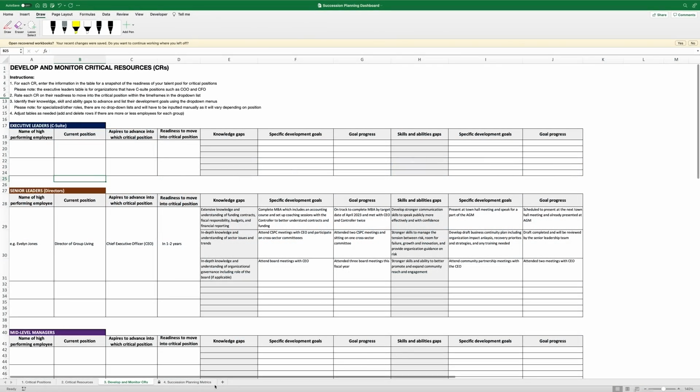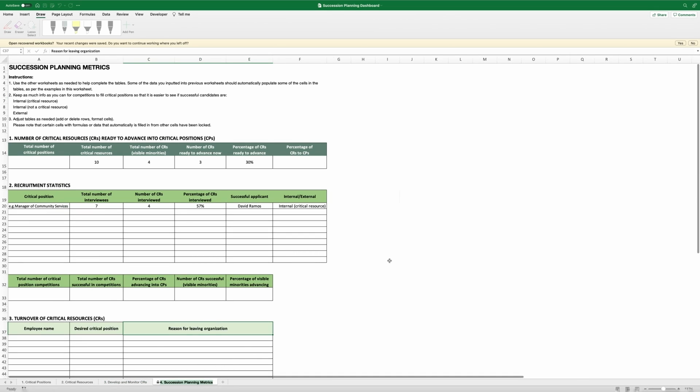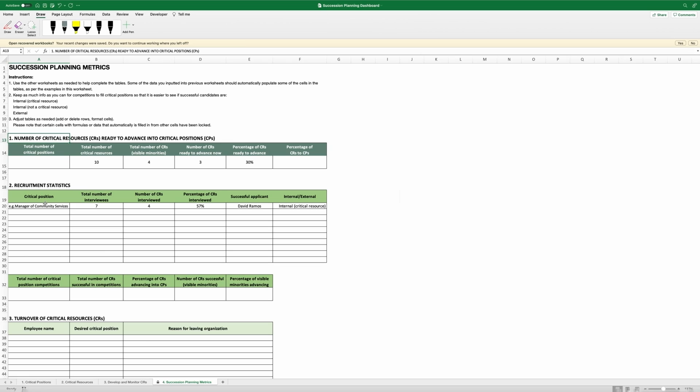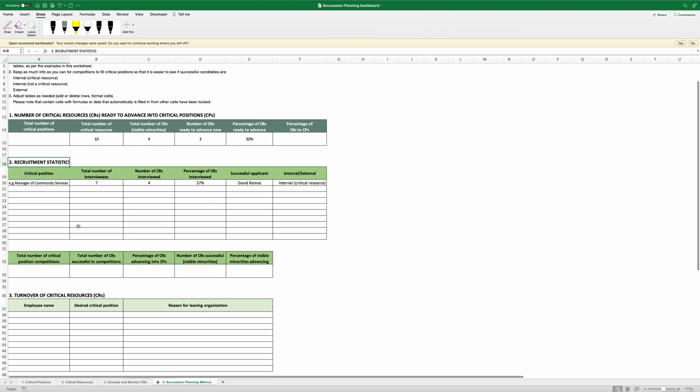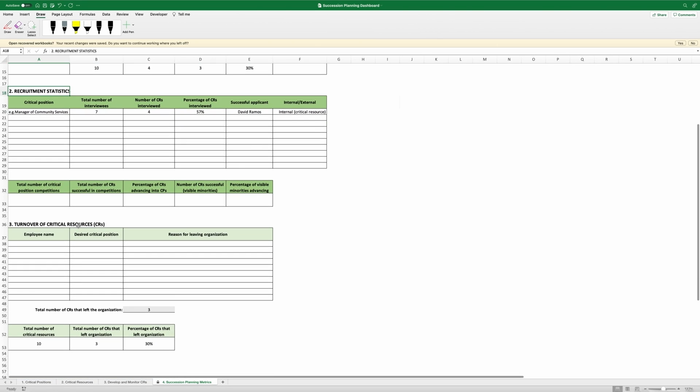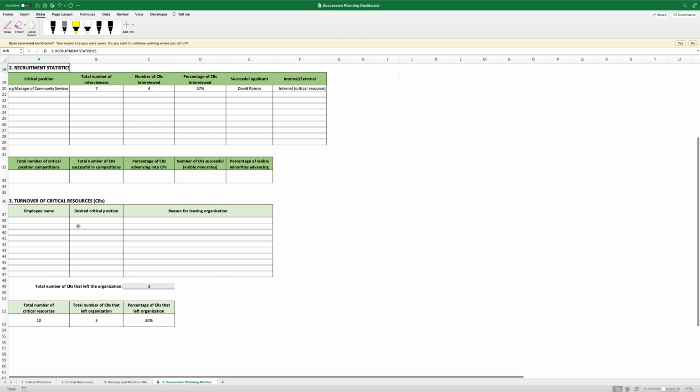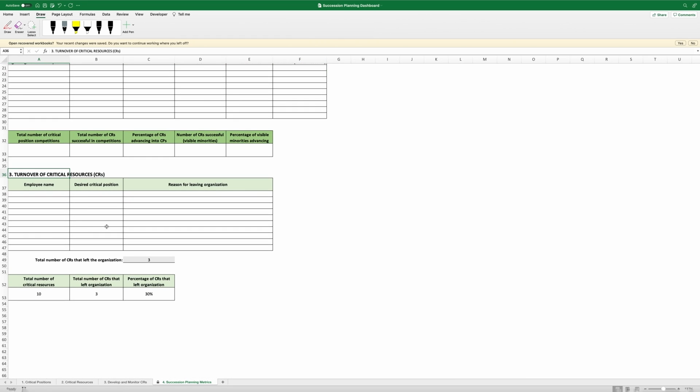Please go to the 4th worksheet, Succession Planning Metrics. There are 3 main tables on this worksheet for your organization, to help you track and measure progress, including 1, number and percentage of critical resources ready to advance into critical positions, including number of CRs. 2, recruitment statistics to show how many critical resources are being interviewed and are successful in competitions for critical positions. And 3, turnover of critical resources and reasons for their departure.